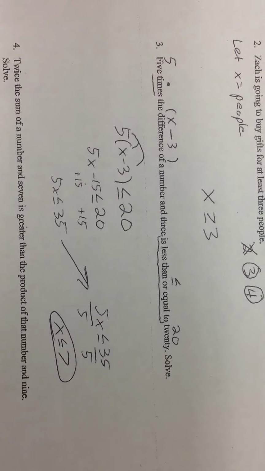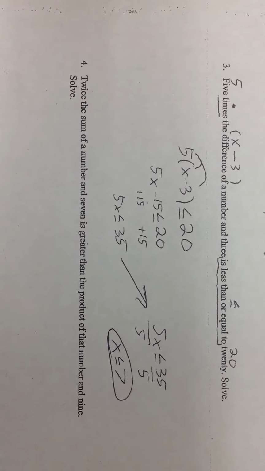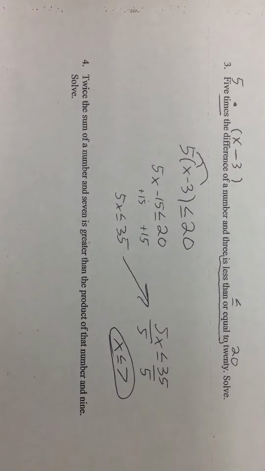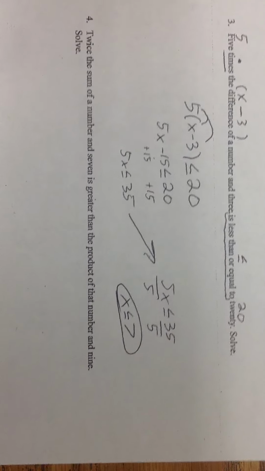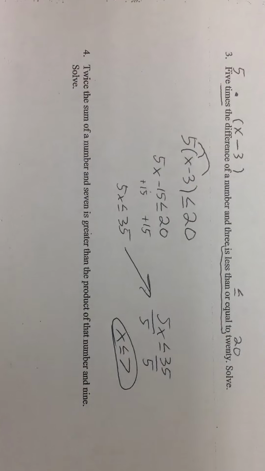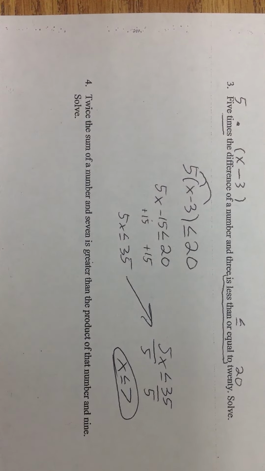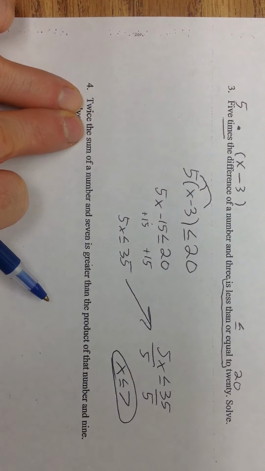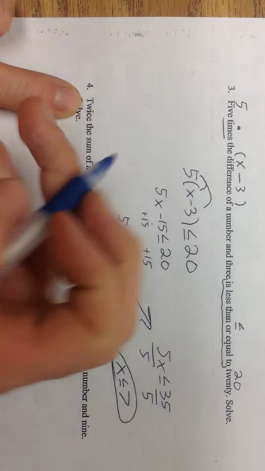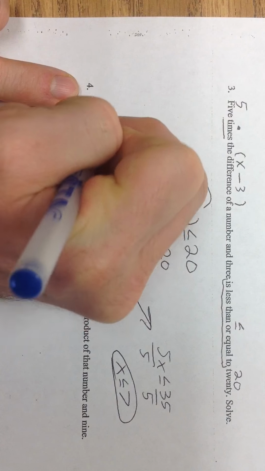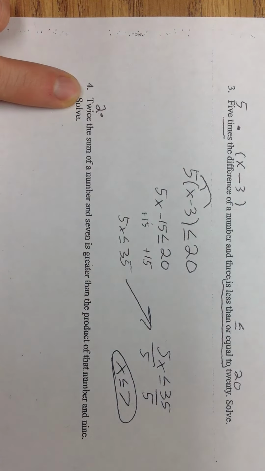Let's take a look at this next one. All right, twice the sum of a number and 7 is greater than the product of that number and 9. All right, there's a lot going on here. So twice, that's kind of like a combo word. It's not only telling us the operation, but it's telling us the number. We're multiplying by 2. When you do something twice, you do it 2 times.